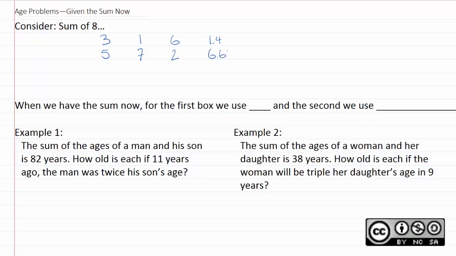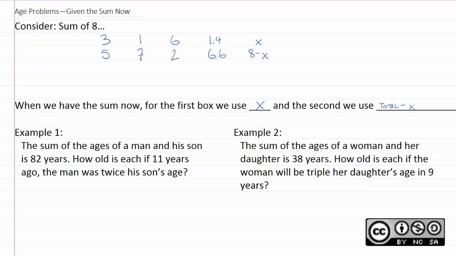And if you notice, we're always doing the same thing here. If our first number is x, our other is always what we get when we take x and subtract it out of 8. So if we have x, then 8 minus x would be our other number. Now, this results in a pattern that can be hard to see unless it's pointed out to you, but once you practice a little bit, you'll be surprised at how easy it is. When we have the sum now, for the first box we use x, and for the second box we use whatever our total is, minus x.